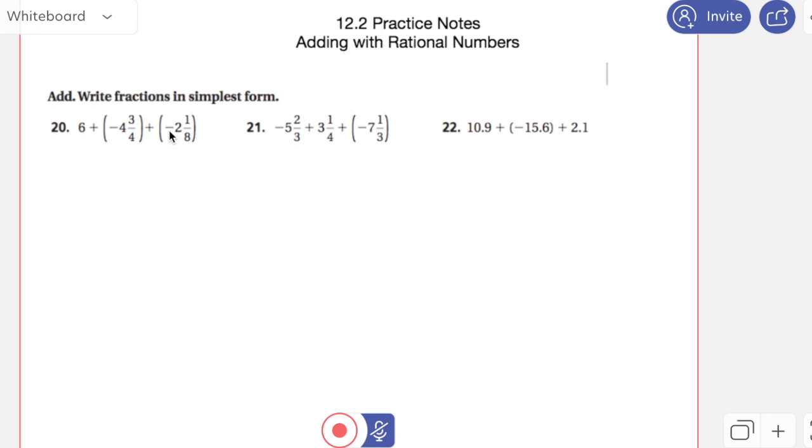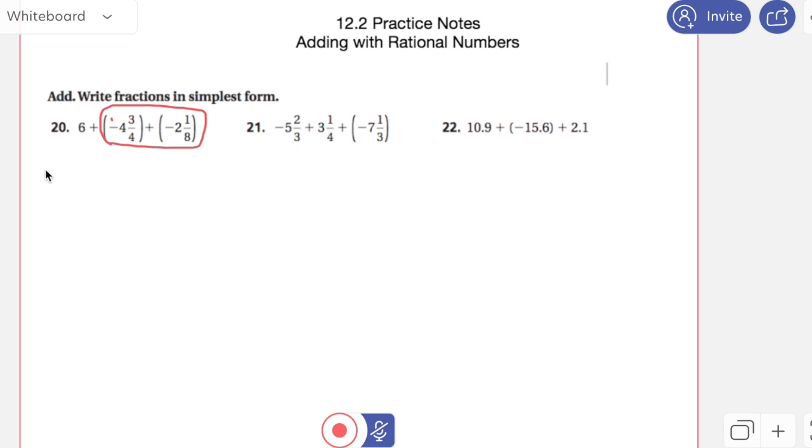So 6 plus, and here's where it gets a little bit complicated. I have a negative 4 3/4 plus a negative 2 1/8. Now, since you technically have three different things being added together, as long as you keep these negative signs in front, you can add any of these in any order. Addition is commutative. So for me it'd be easier to just add my negatives first. I can do this because I'm keeping this sign in front.